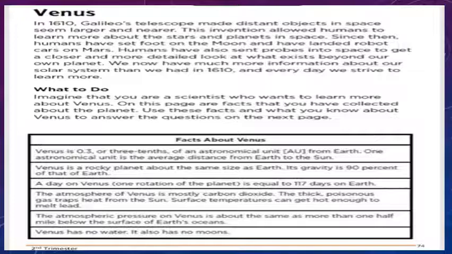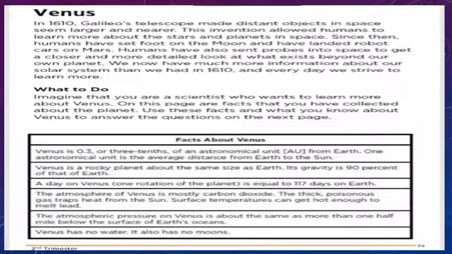The second fact is that Venus is rocky. We know that the first four planets are rocky planets, and the last two, the bigger ones, are made of gas. So Venus is a rocky planet about the same size as Earth. The gravity is 90% of that of Earth, so its gravity is a little bit less than that of Earth. A day on Venus, one rotation of the planet, is equal to 117 days on Earth. So this means that it rotates really, really slowly.